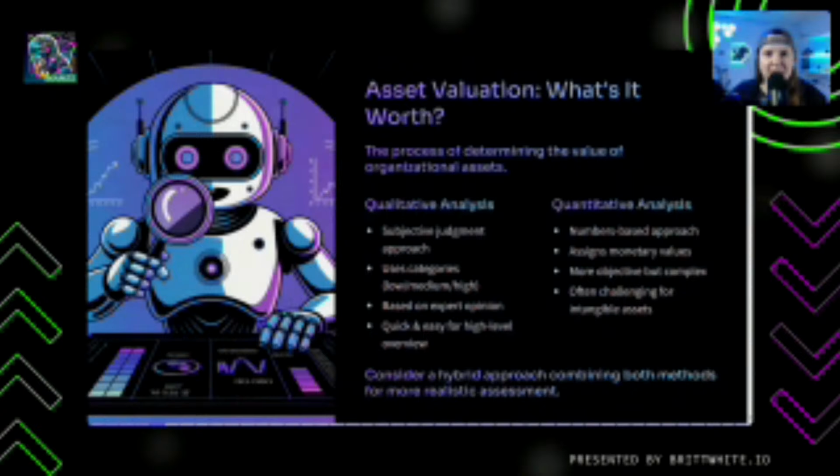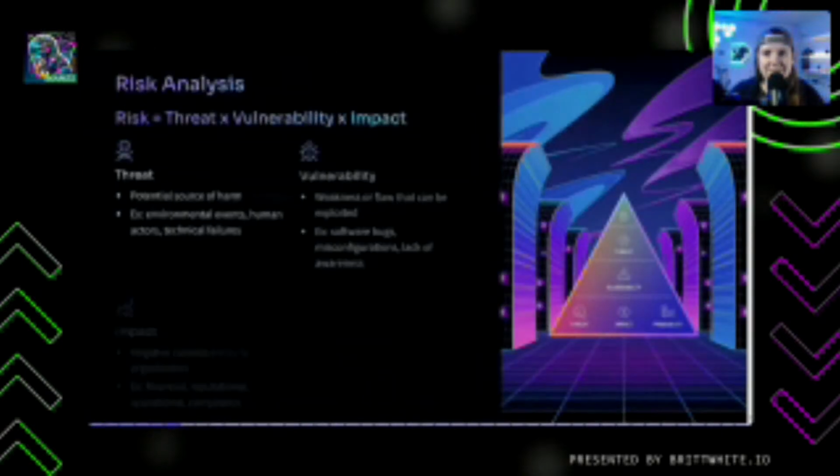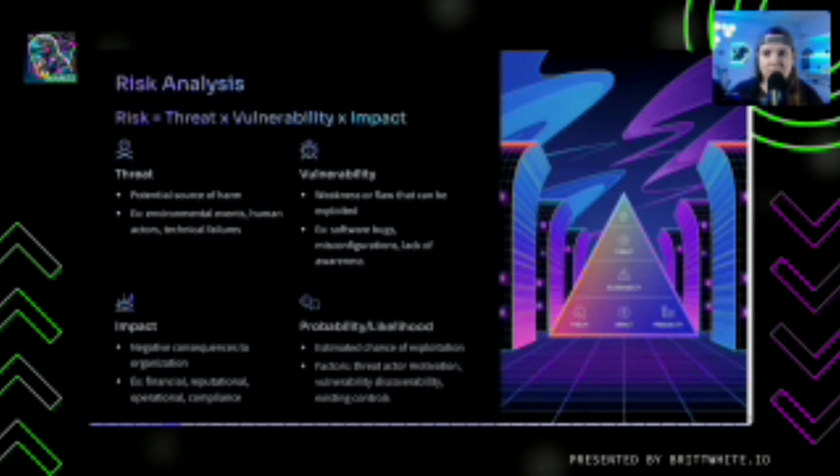Moving on to risk analysis. This is where we systematically examine the threats, vulnerabilities, potential impact, and probability of risk materializing against our valuable assets. Remember the four key components: threat, vulnerability, impact, and probability or likelihood. A threat is any potential source of harm or danger that could exploit a vulnerability.